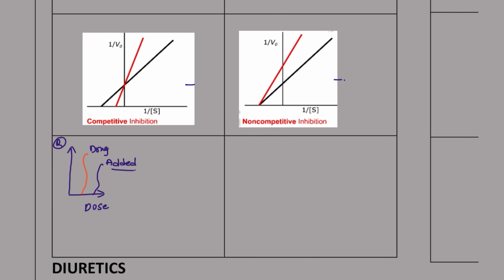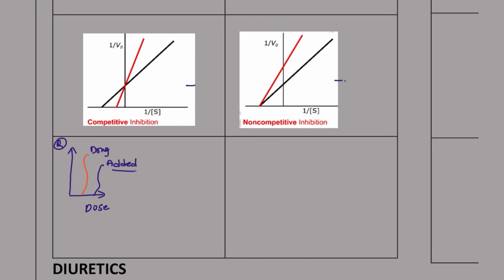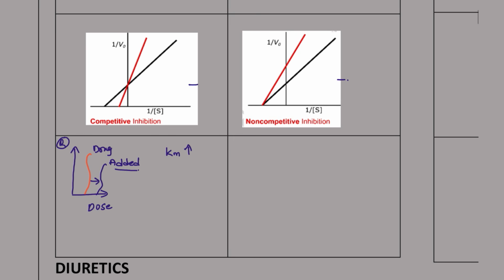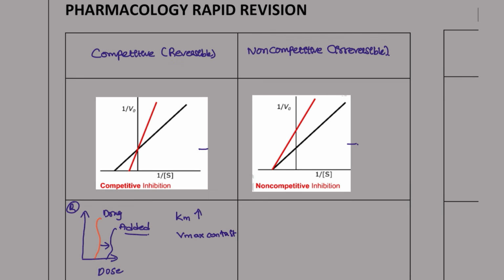So here, what is competitive inhibition? The drug curve will move to the right side. You will see a right shift in this drug. Basically the Km is going to increase, and Vmax is constant. Vmax is constant. Next, coming to the Lineweaver-Burk curve. How can you remember? As I mentioned in biochemistry, if the two lines meet at one point on the one axis, then that is considered competitive inhibition.